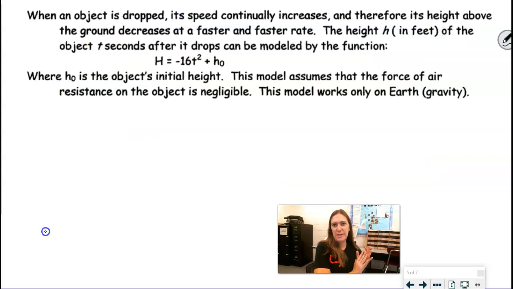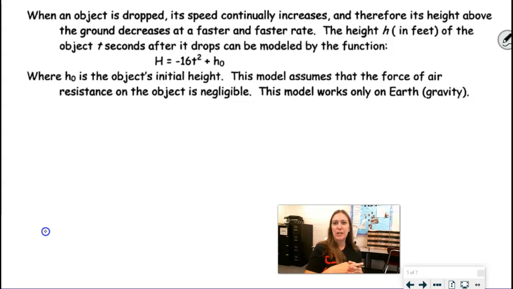And let's look at an application. Why not? It's a fun one. So if you have an object that is being just dropped, which we saw in modeling, right? You have negative 16t squared plus initial height. That's how you calculate the position of the object at any given time. And this is measured in feet and seconds. So there's no velocity, right? Because we're just dropping this object.